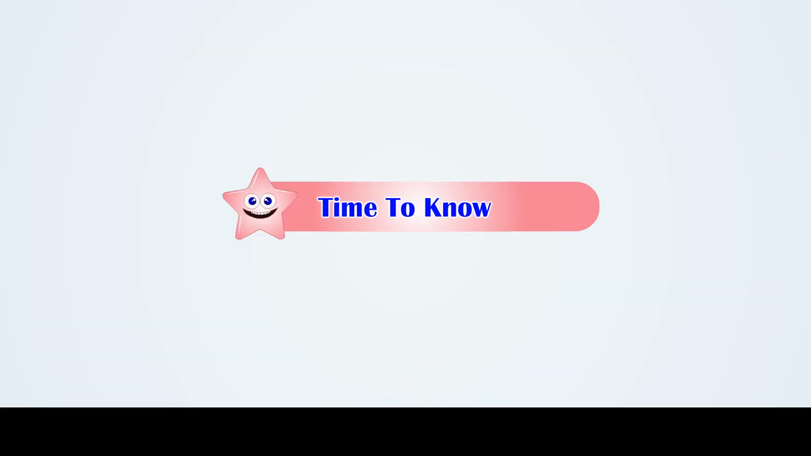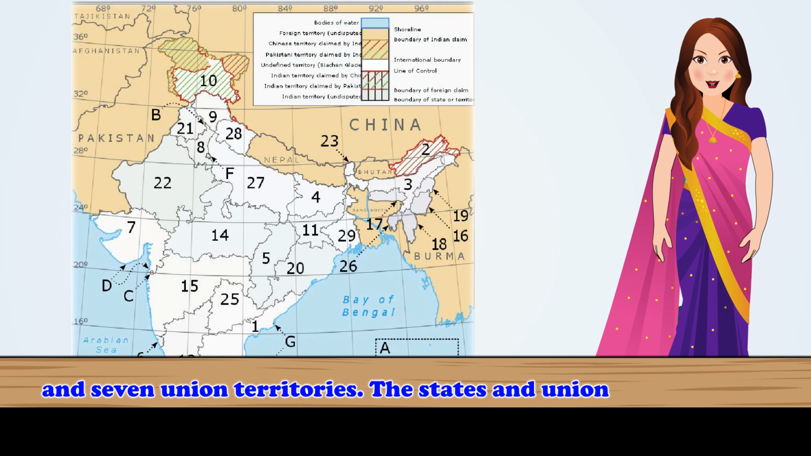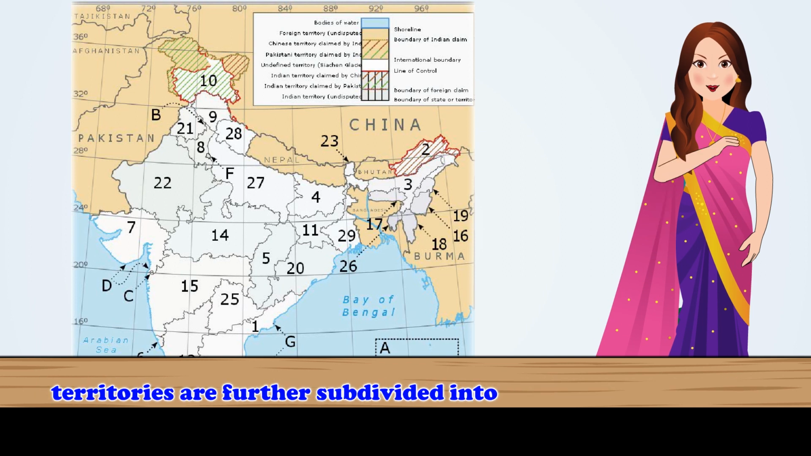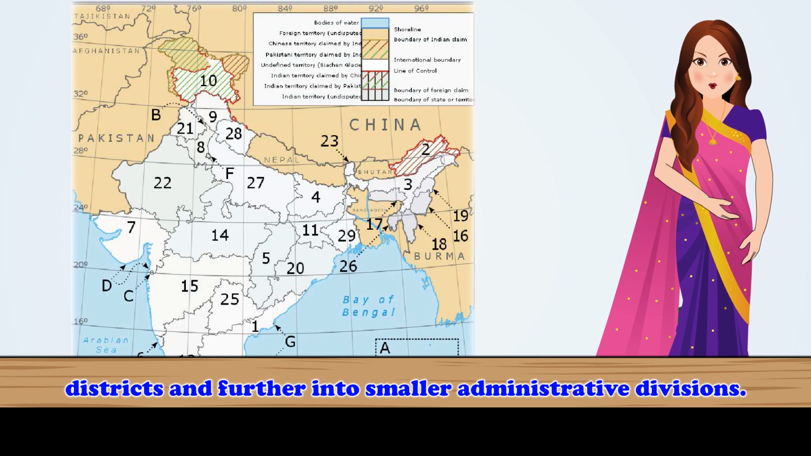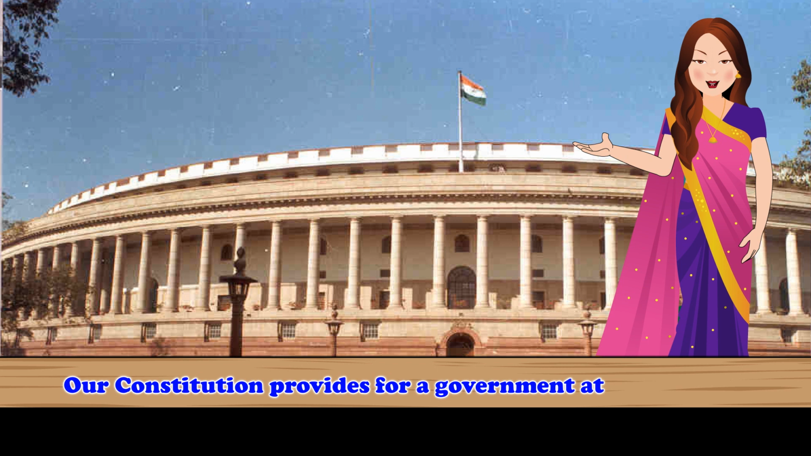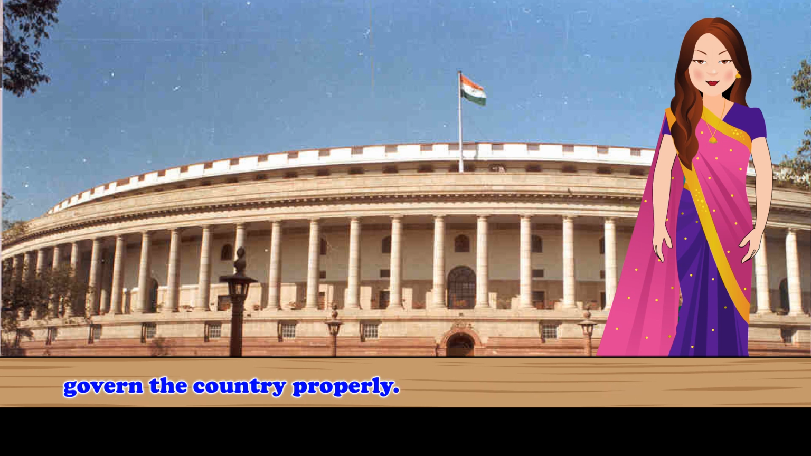Time to know. India is a federal union of states comprising 29 states and 7 union territories. The states and union territories are further subdivided into districts and further into smaller administrative divisions. Our Constitution provides for a government at the center and in each state. This has been done to govern the country properly.